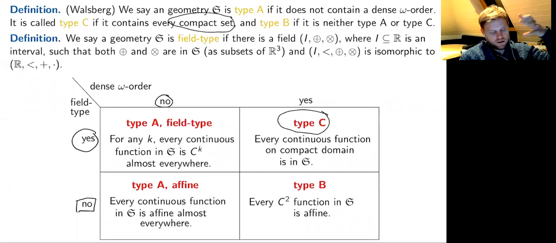So even in this setting of type A structures, where you don't have a dense omega order, you have some version of the Peterzil-Starchenko trichotomy for o-minimal structures, even in this generality.